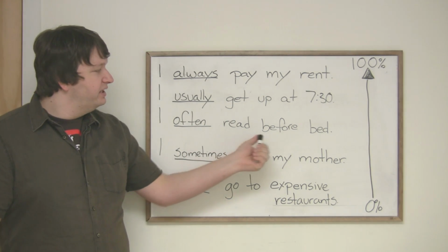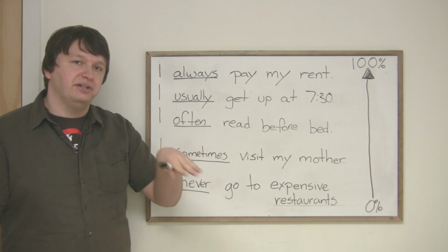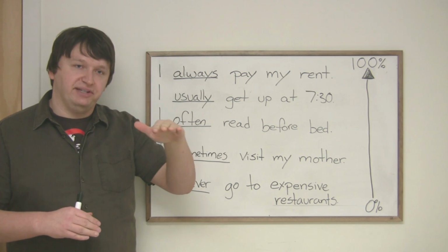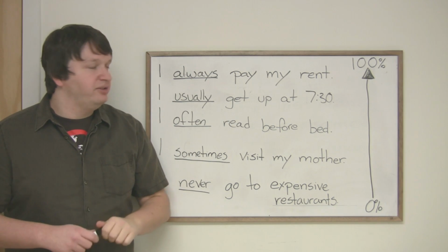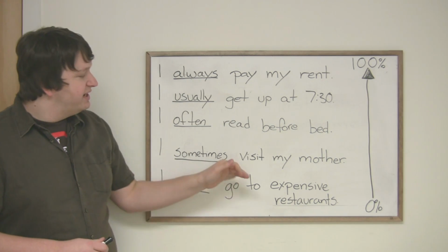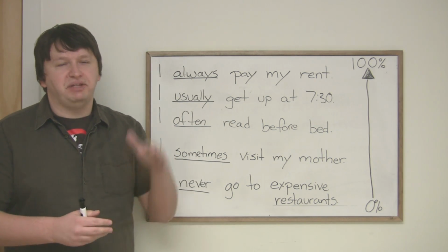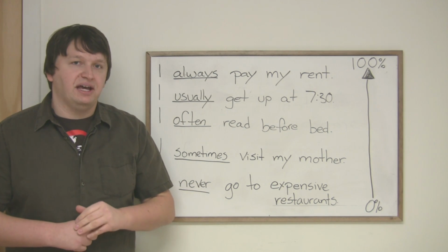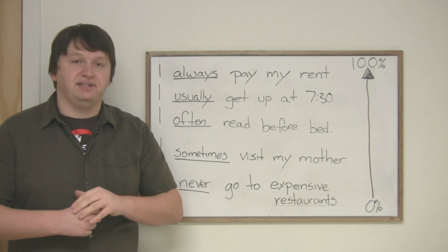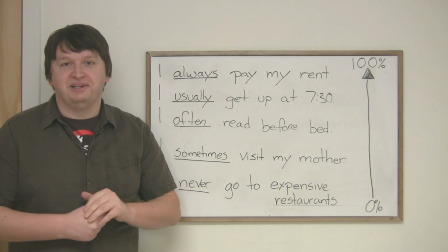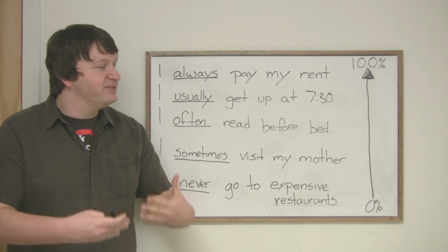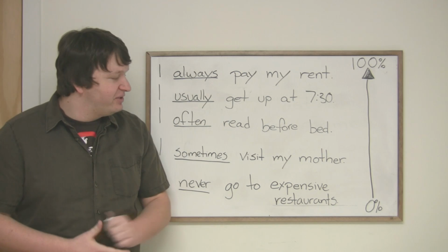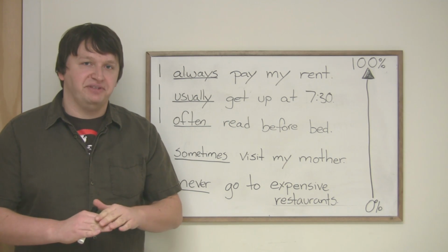I often read before bed, just a little bit under usually, so over 50%, maybe 60% of the time, I often read before bed. Sometimes, some of the time, below 50%, I sometimes visit my mother. I sometimes get an oil change for my car. You should get it every 5,000 kilometers, but anyway. And I never go to expensive restaurants 0% of the time.